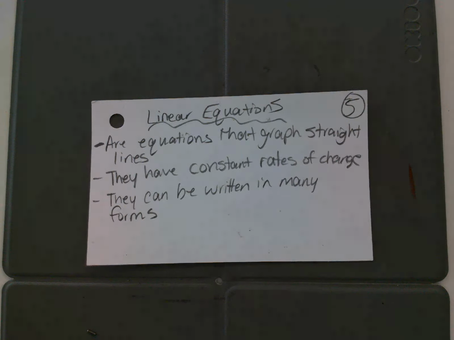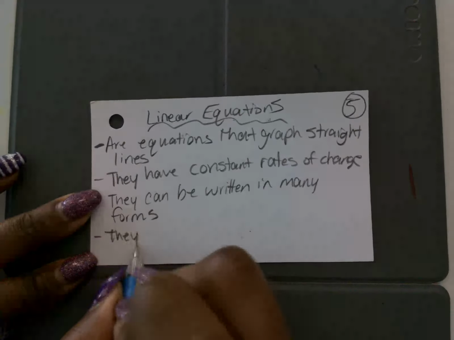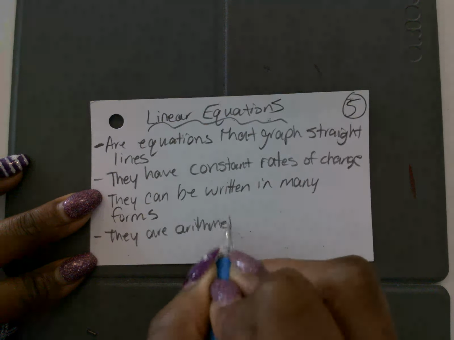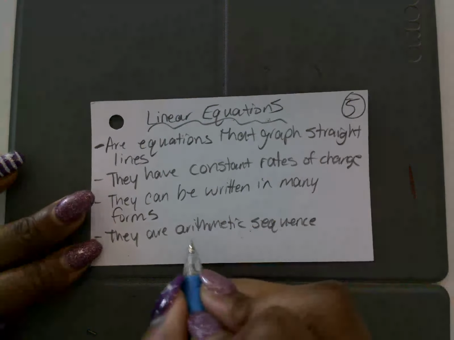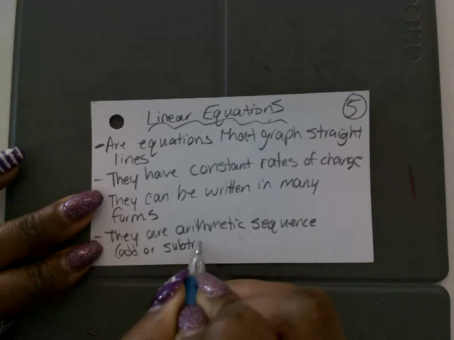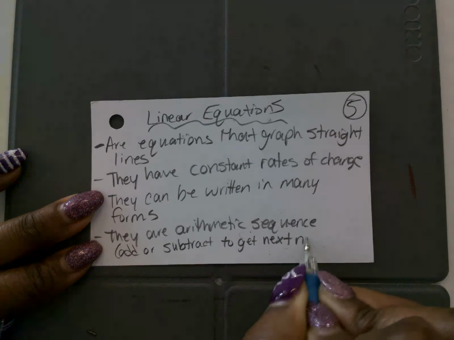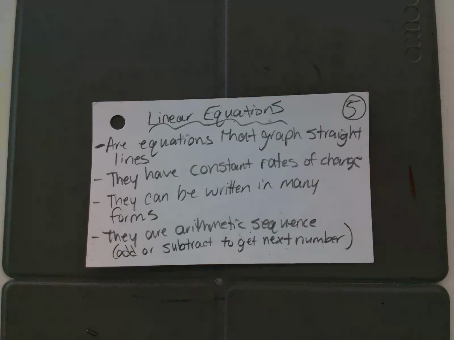We also need to include that they are arithmetic sequences. That means you add or subtract to get to the next number. Arithmetic sequences are when you add or subtract to get the next number.